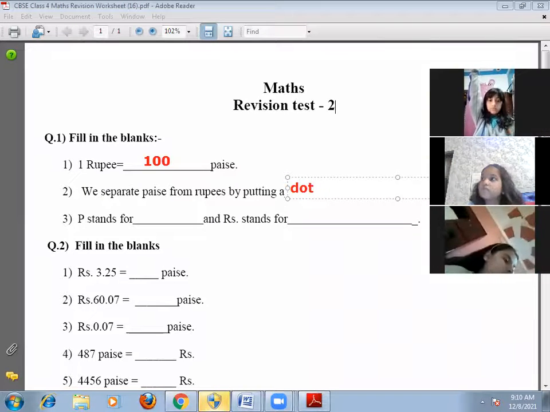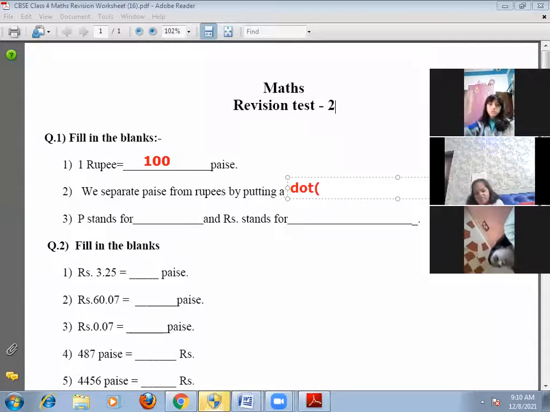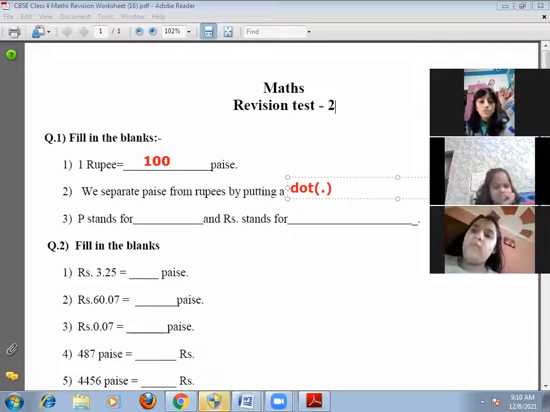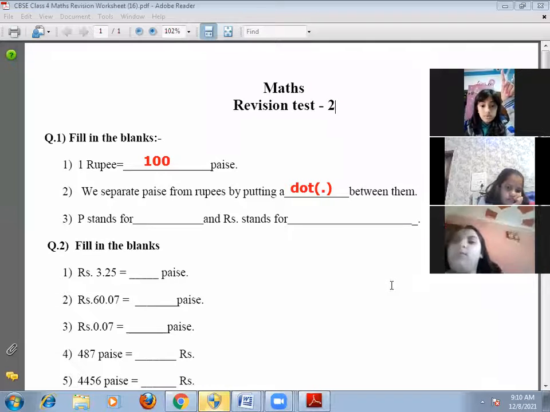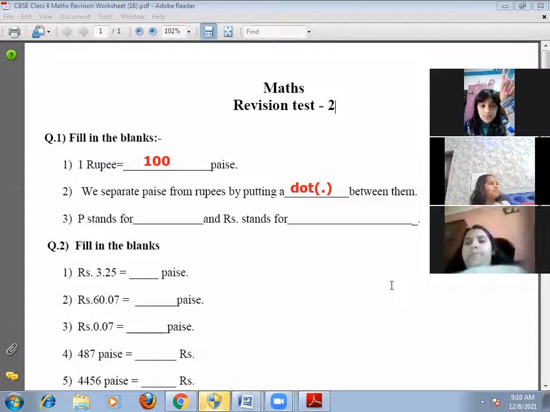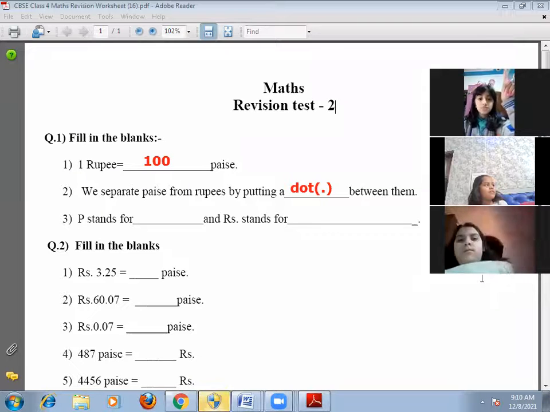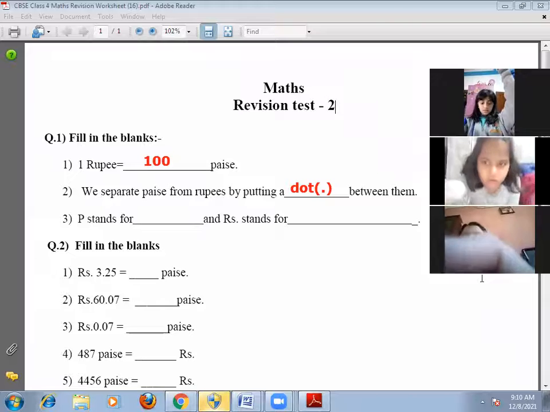And we can also make a symbol of dot like this. By using this dot, we can separate paise from rupees. Is it clear? Yes, ma'am. Okay, beta, now you can mute. This time Harshika will give me the answer.